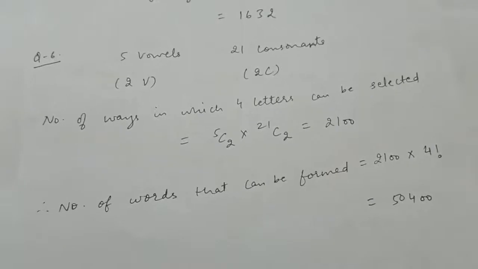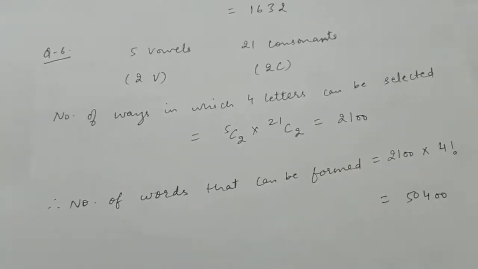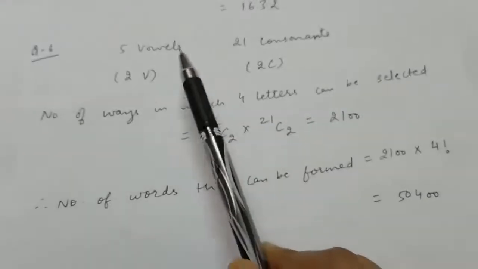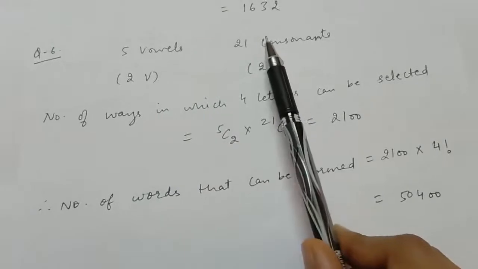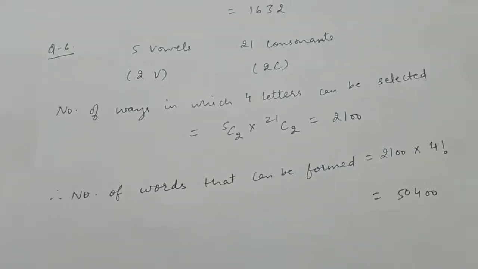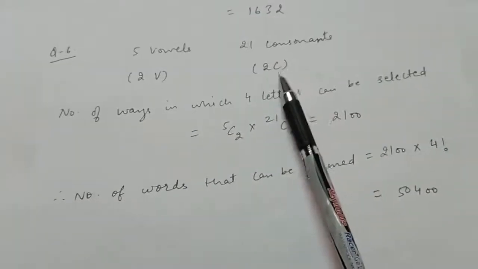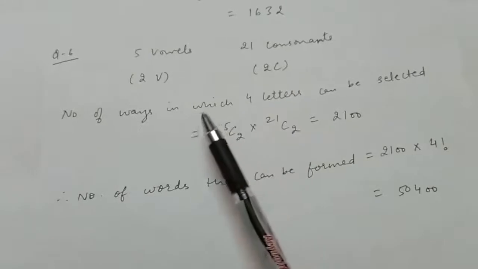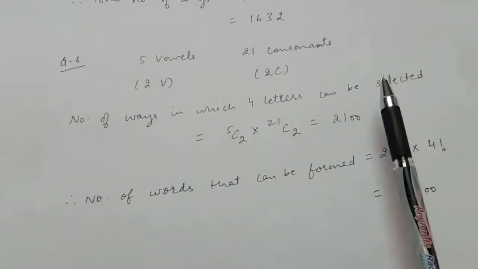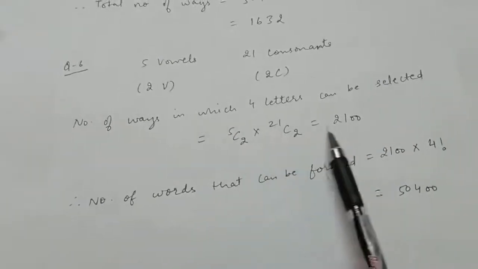Now question number 6 is: the English alphabet has 5 vowels and 21 consonants. How many words with 2 different vowels and 2 different consonants can be formed from the alphabet? Now see, we have 5 vowels and 21 consonants. So out of 5 vowels we want 2 vowels, and out of 21 consonants we want 2 consonants. The number of ways in which these 4 letters can be selected, first we have to select. So 5C2 into 21C2, that is this.